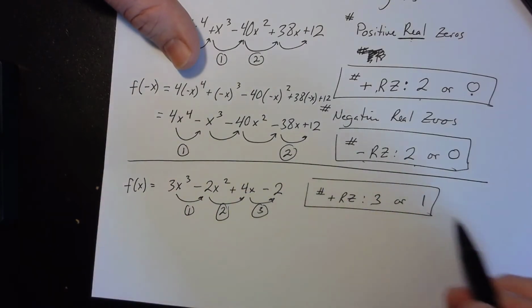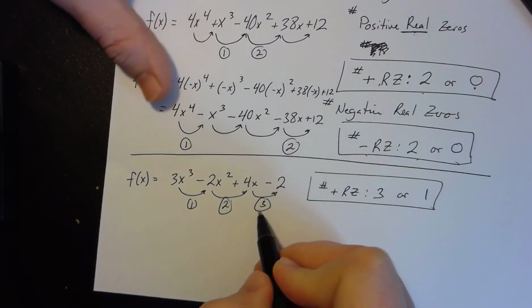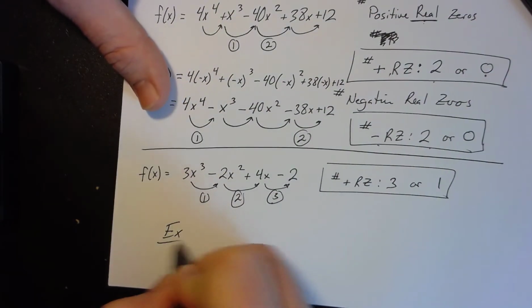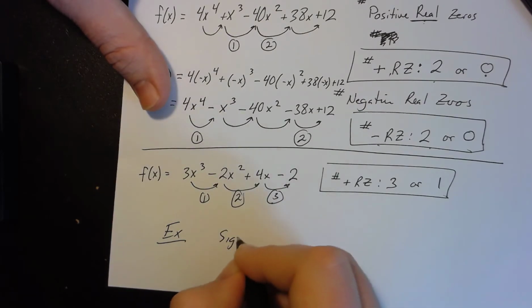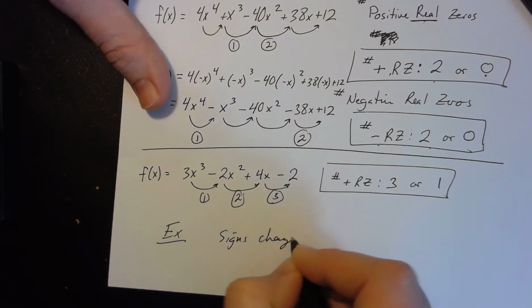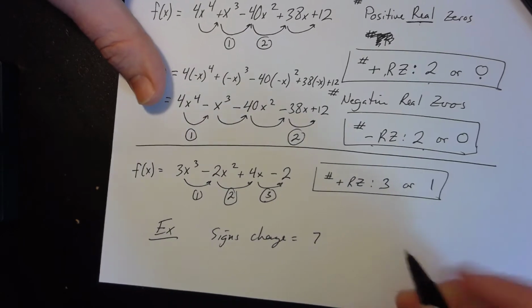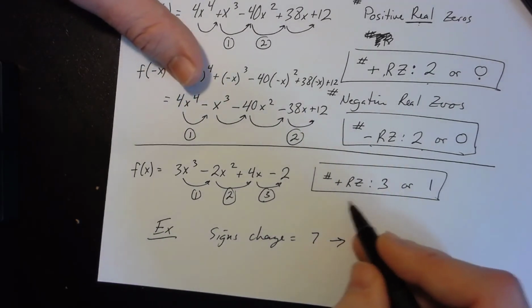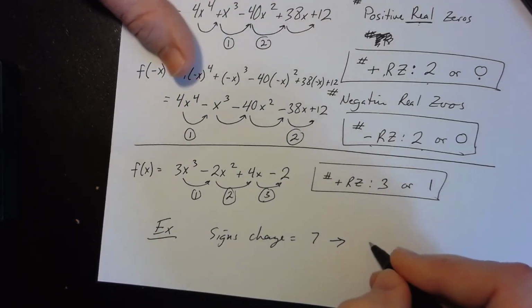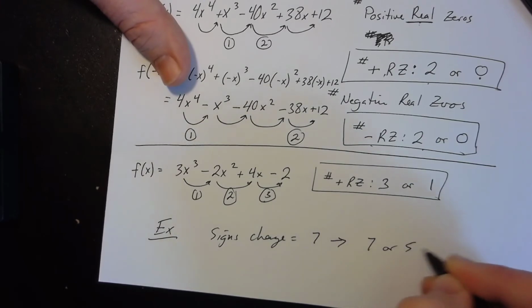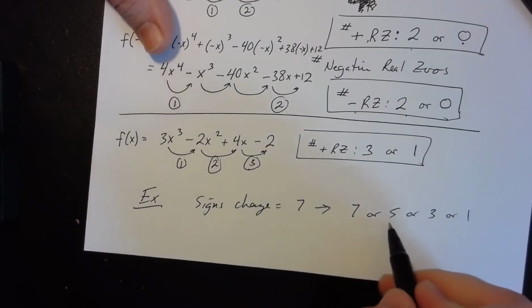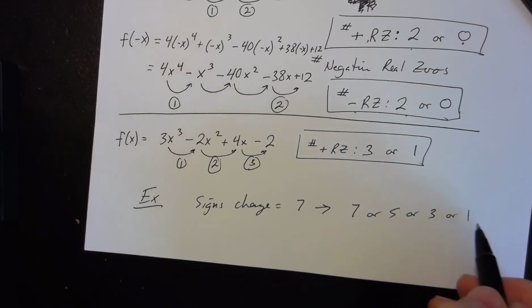So again, the implication is that for the number of sign changes I have, let's just say for an example, if the sign changes was equal to 7, then this would imply that the number of whatever zeros I'm looking at are 7, or 5, or 3, or 1. I don't know exactly which one of these it is going to be, but it could be one of these.